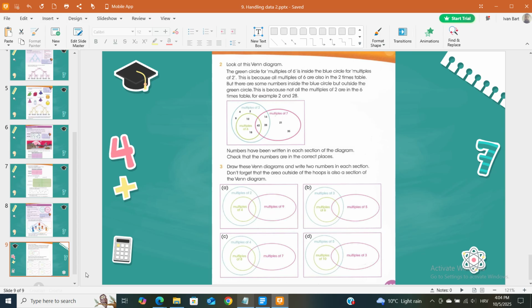3. Draw these Venn diagrams and write 2 numbers in each section. Don't forget that the area outside of the hoops is also a section of the Venn diagram. A. Multiples of 2, multiples of 4. C. Multiples of 4, multiples of 8. B. Multiples of 3, multiples of 9. Multiples of 6, multiples of 5, multiples of 7. D. Multiples of 5, multiples of 10, multiples of 3.